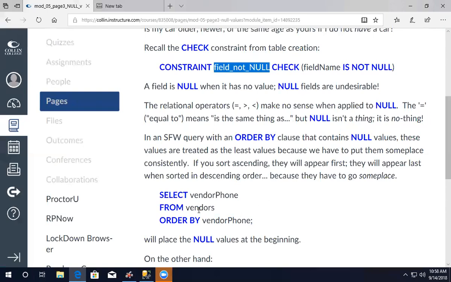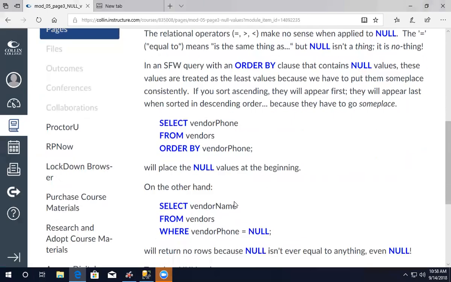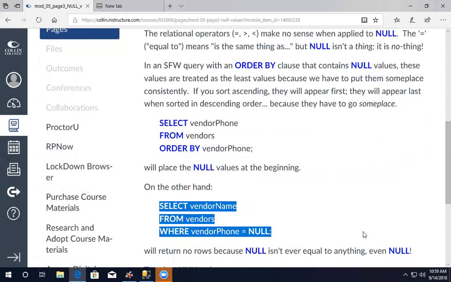Okay, so select vendor phone from vendors order by vendor phone. If I tried to do this, select vendor phone from vendors where vendor phone is equal to null, what will I see? I will see nothing. Because if it's got a value, well, it's not equal to null. But if it is null, remember, null equal to null doesn't give me anything. It's false. So this is going to be false for all of them. Anytime you put equal to null in there, it's over here also if you want to see it, you get nothing.